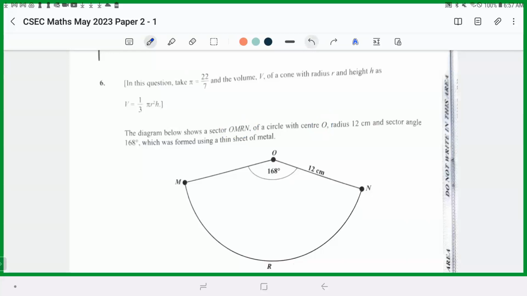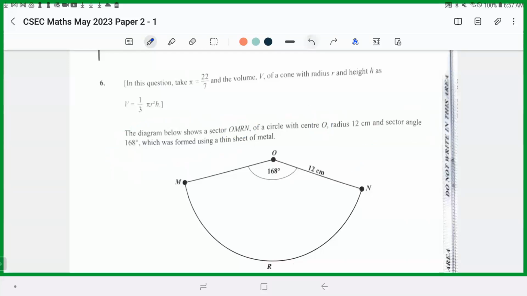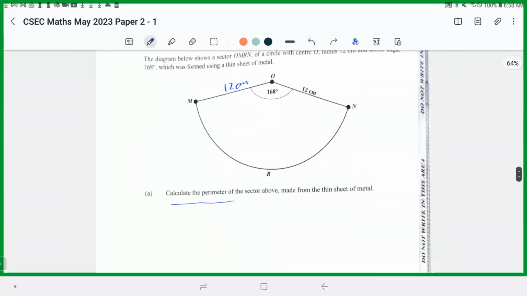Center is O, the radius is 12, and the sector angle is 168 degrees. So everything that they have said here is on the diagram. It means that this length also is a radius of 12 centimeters, and the sector angle is 168. Then the question says calculate the perimeter of the thin metal.